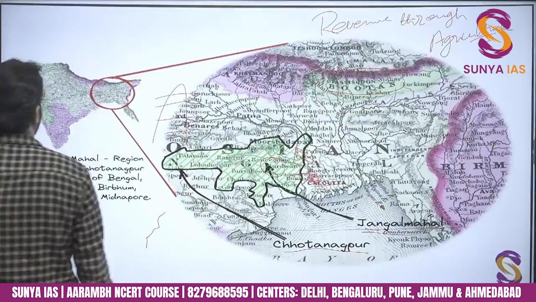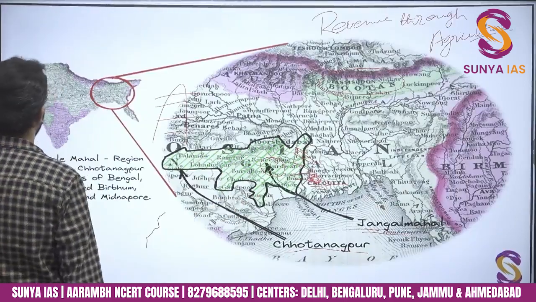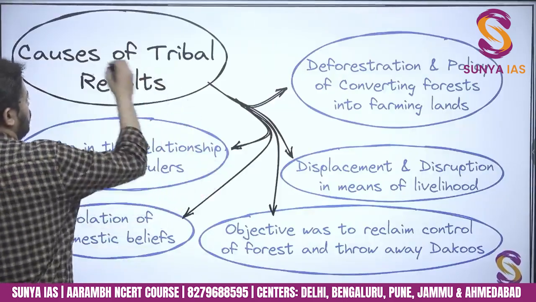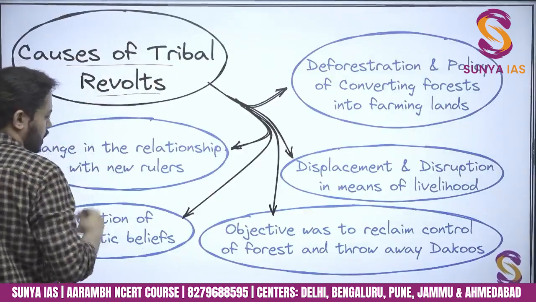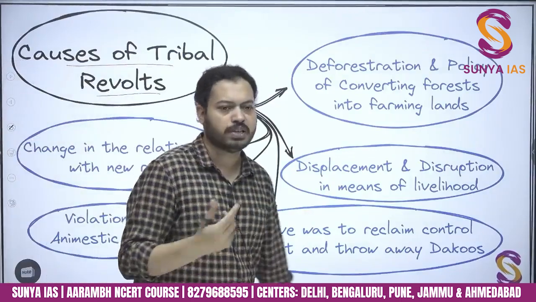Now let's move forward. This map I have explained. Fine. Now, causes of the revolts. I have already explained what were the major causes.